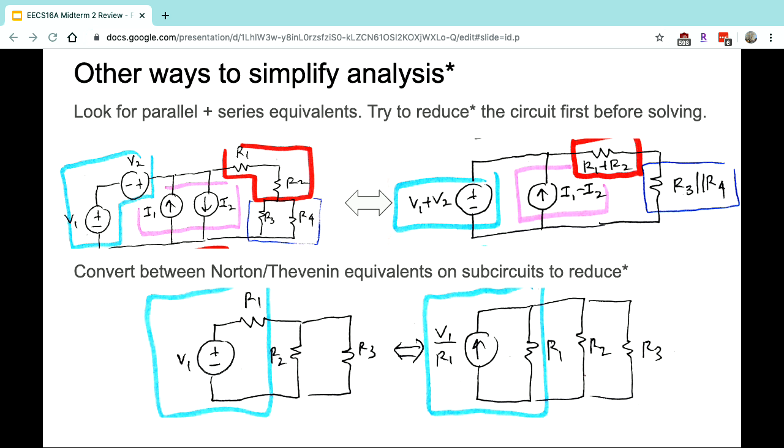Yeah, question. Yes. If you have something like two voltage sources in parallel, it's hard to say because the voltage across the node has to be the same, so it's a non-realistic type of circuit.